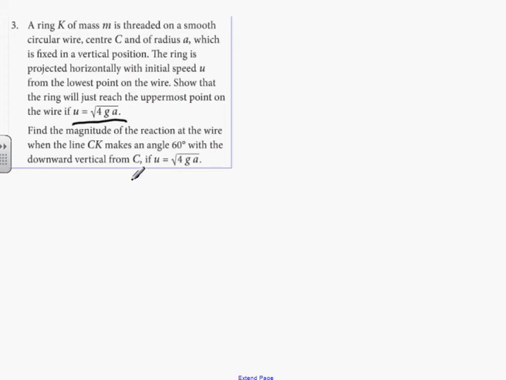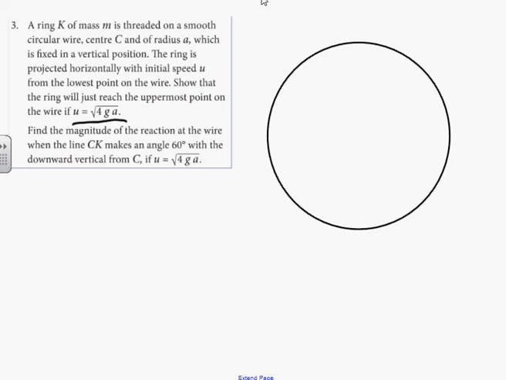Okay, so what we have here is a circle. We also have the reaction force R more than likely. So there's a ring down here, isn't it? Ring K.